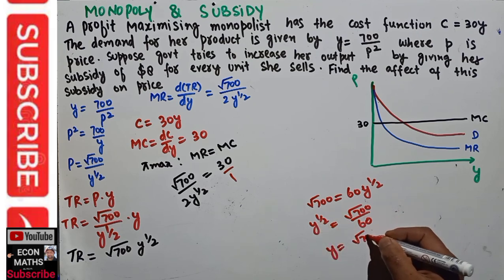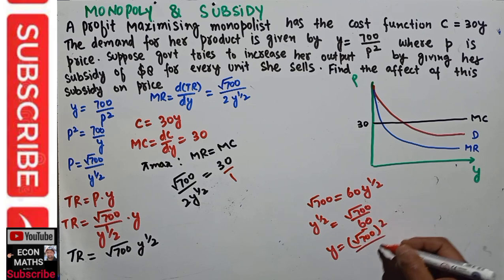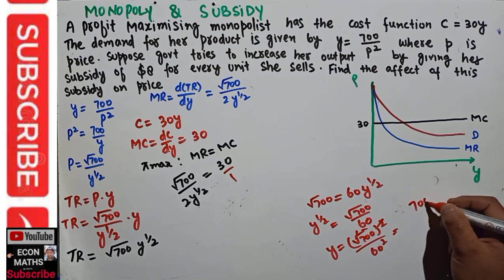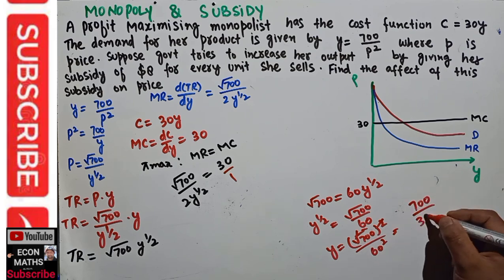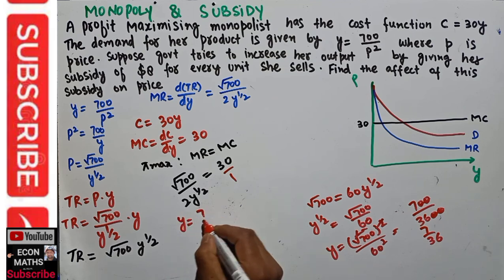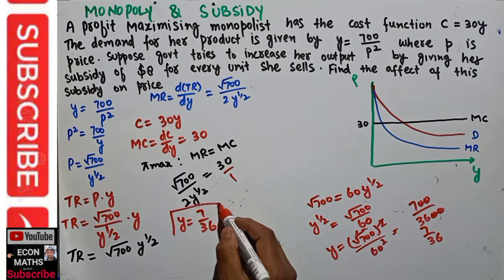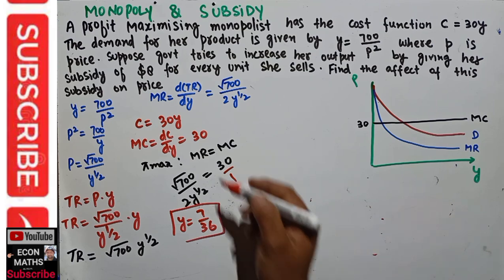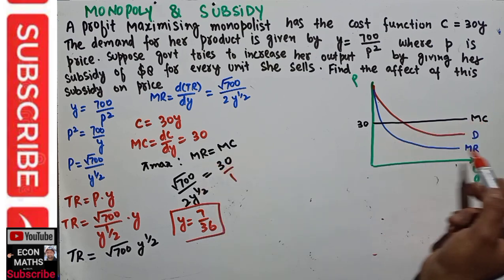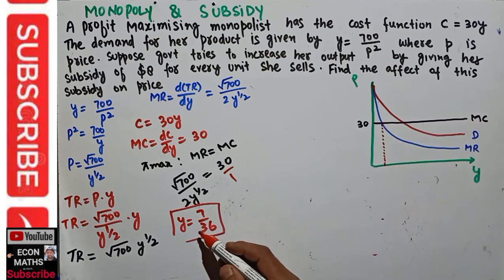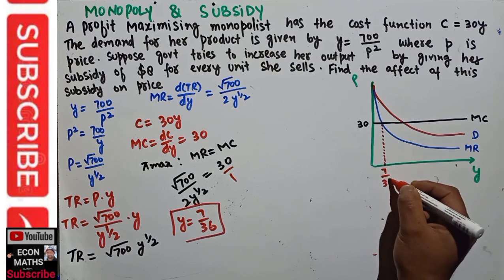we will get square root of 700 squared divided by 60 squared. So square and root will get cancelled. We are left with 700 divided by 3600. These zeros will get cancelled, so we will get 7 divided by 36. So we will get y is equal to 7 upon 36. This is our profit maximizing output. So when marginal revenue is equal to marginal cost, this is the marginal revenue function, this is marginal cost, output is 7 divided by 36.